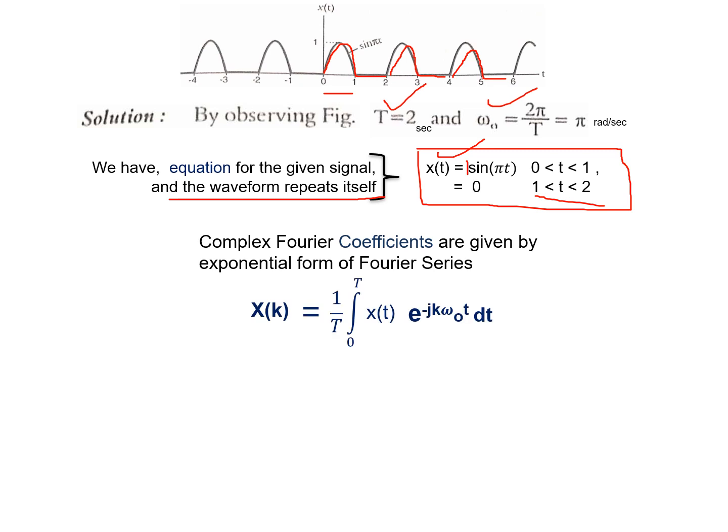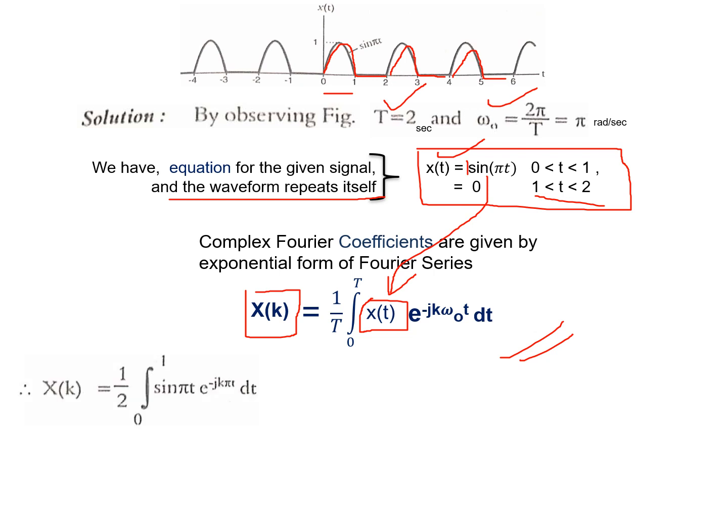That's what I'm doing. This formula you have already seen in our previous problem. The complex Fourier coefficient X of k is equal to 1 upon T, integration 0 to T of x of t, the signal value in this period, into e power of minus j k w naught t. Here w naught means the fundamental frequency, that is in this case pi radians. Here x of t is this equation, sin pi t, and T is 2 seconds. So if I substitute everything, the equation becomes like this.